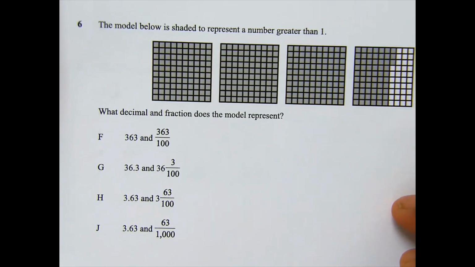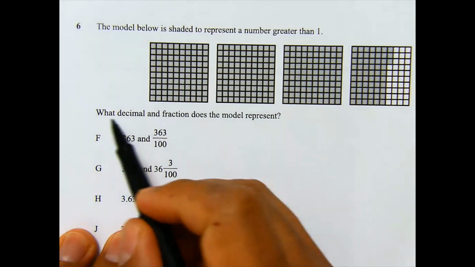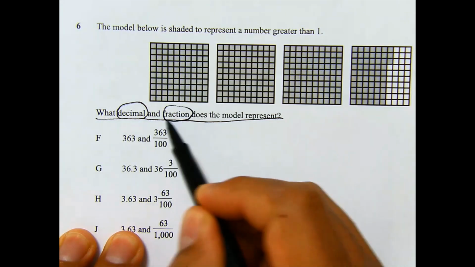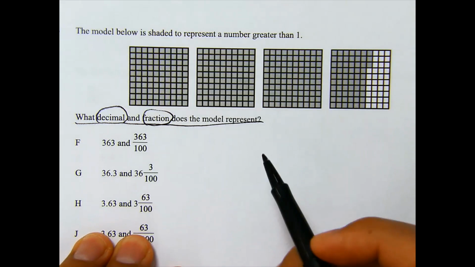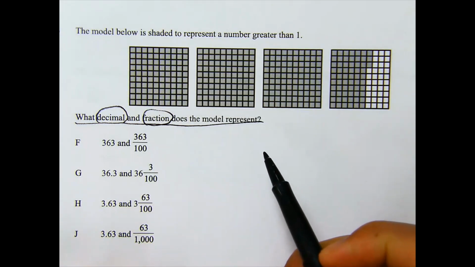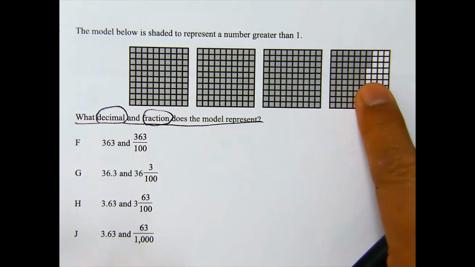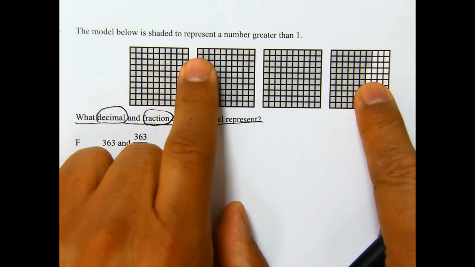Number 6. The model below is shaded to represent a number greater than 1. What decimal and fraction does the model represent? So we're looking for the decimal and fraction that this represents. So I know that my decimal would be, I have 4 hundredths grids, and 3 are completely shaded in. So this would be my whole number.